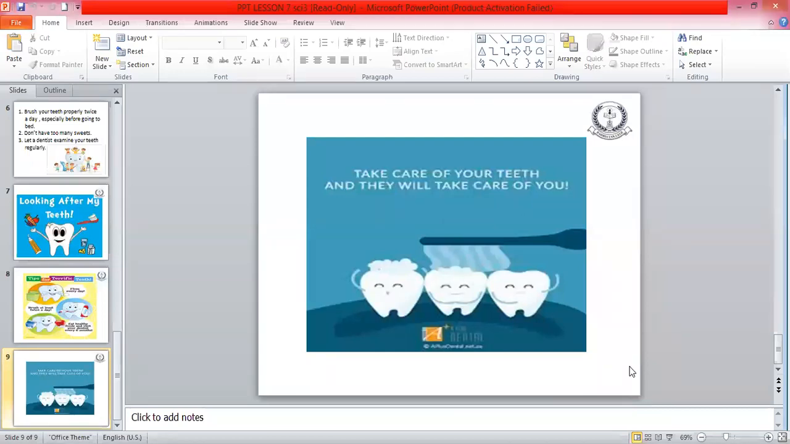Otherwise, God forbid, if you won't be taking care of them, one by one, they'll start falling off. And maybe a time comes that you have no teeth in your mouth. And just imagine, with no teeth, how are you going to bite something? How are you going to eat the things that you like? So take care of your teeth and they will take care of you.